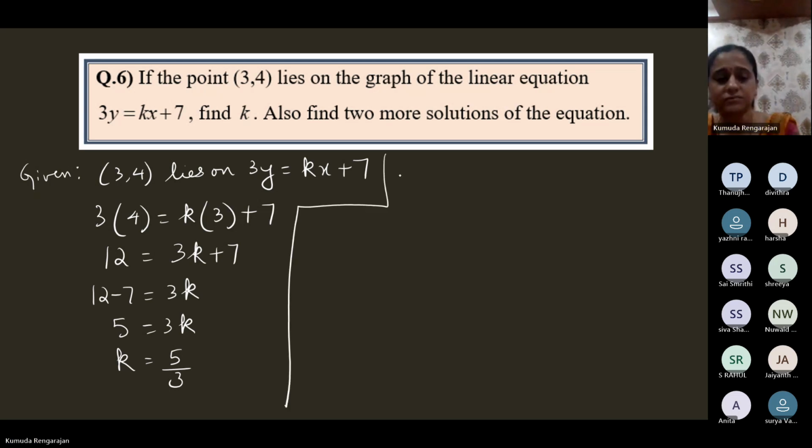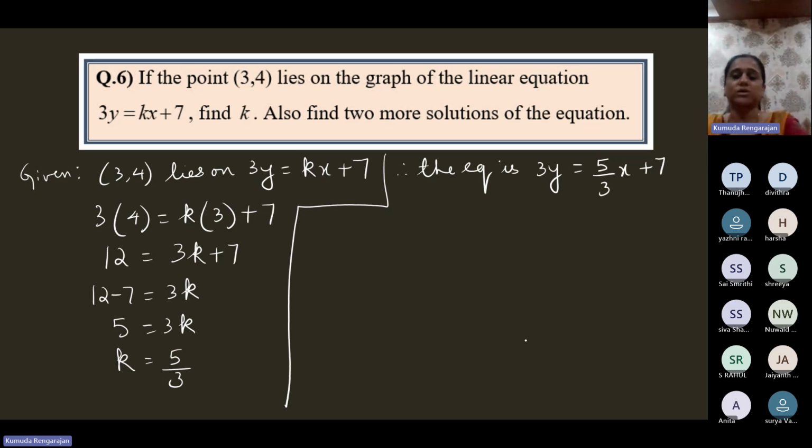Okay. So now what's the equation actually? The equation, therefore, is 3y is equal to, what's the value of k? 5 by 3. So 5 by 3 x plus 7. This is the equation.